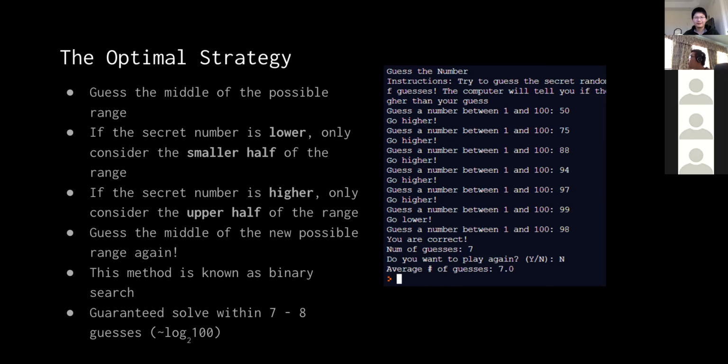Wait, no, I said it wrong. Never mind. It's log base 2 of 100.